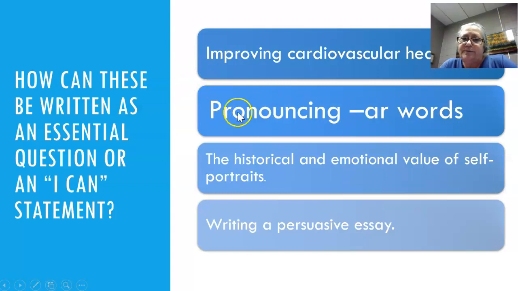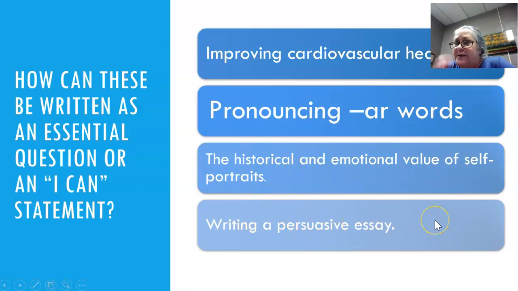Pronouncing AR words. You can write, I can read, and then put your AR words up there. Historical and emotional value of self-portraits. That would probably be an essential question. It might not be. If it's elementary, you could say something like, I can describe this self-portrait. I can tell about myself with my self-portrait. I can make a self-portrait. I can draw a self-portrait. I can show my feelings. I don't know. It's kind of hard to think in those terms.